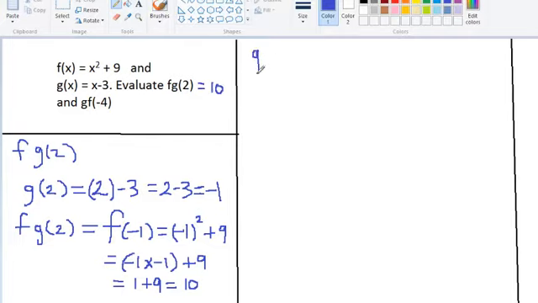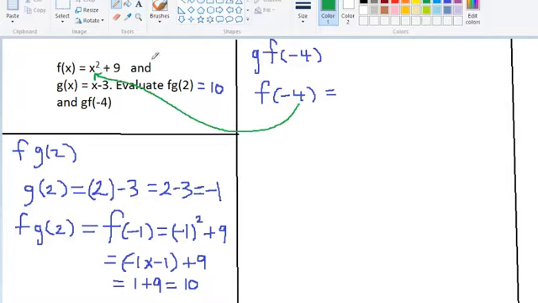Moving on to g of f of negative 4 now. We have to first work out f of negative 4, and we use the f function. We must realize that negative 4 must replace x in our f function. So we have f of negative 4 is equal to negative 4 squared plus 9.